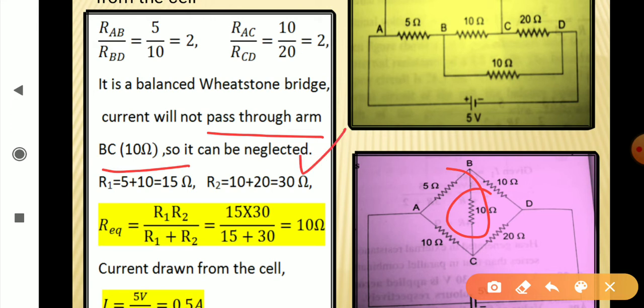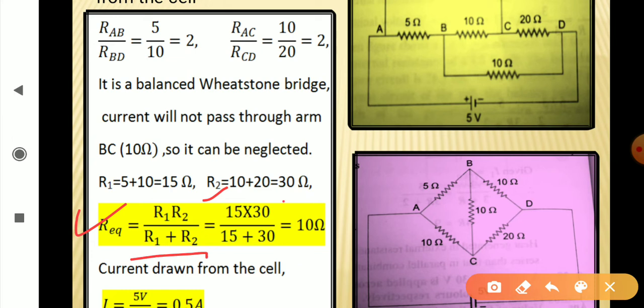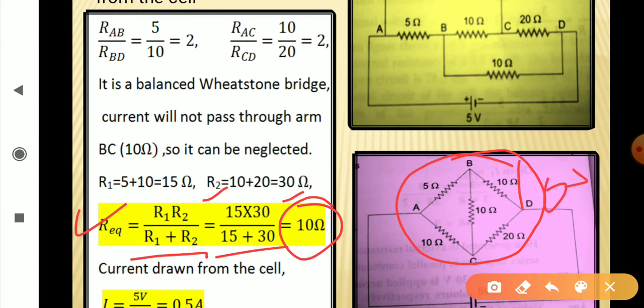So if we take the series combination of this one, that is 5 plus 10 is 15 ohm, and the series combination of these two, that is 10 plus 20 is 30 ohm, and then these two are in parallel. So for the parallel combination, R equivalent is R1 R2 upon R1 plus R2. So 15 into 30 upon 15 plus 30, and you get 10 ohm. So the equivalent resistance of this whole combination is 10 ohm, right?